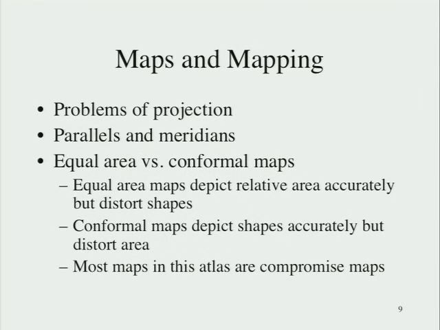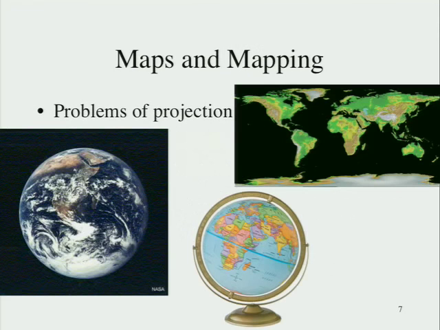Conformal maps, on the other hand, go to the other extreme, and they depict shapes accurately, but distort area. So you've probably noticed, and maybe I've got one of these back here, is Greenland really that big relative to South America? No, Greenland is not actually anywhere nearly as large as South America. Here it would appear that it's maybe half or two-thirds the size of South America. Similarly, in actual reality, Africa is much larger than this relative to Greenland, relative to Canada. These are the kinds of problems, different ways to try to deal with them.